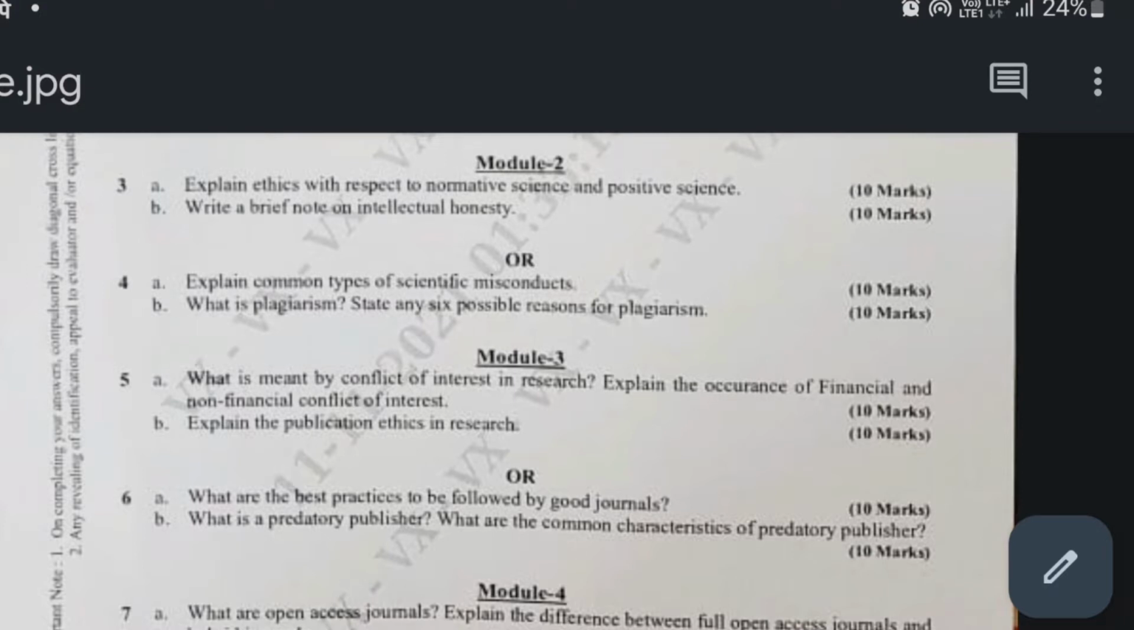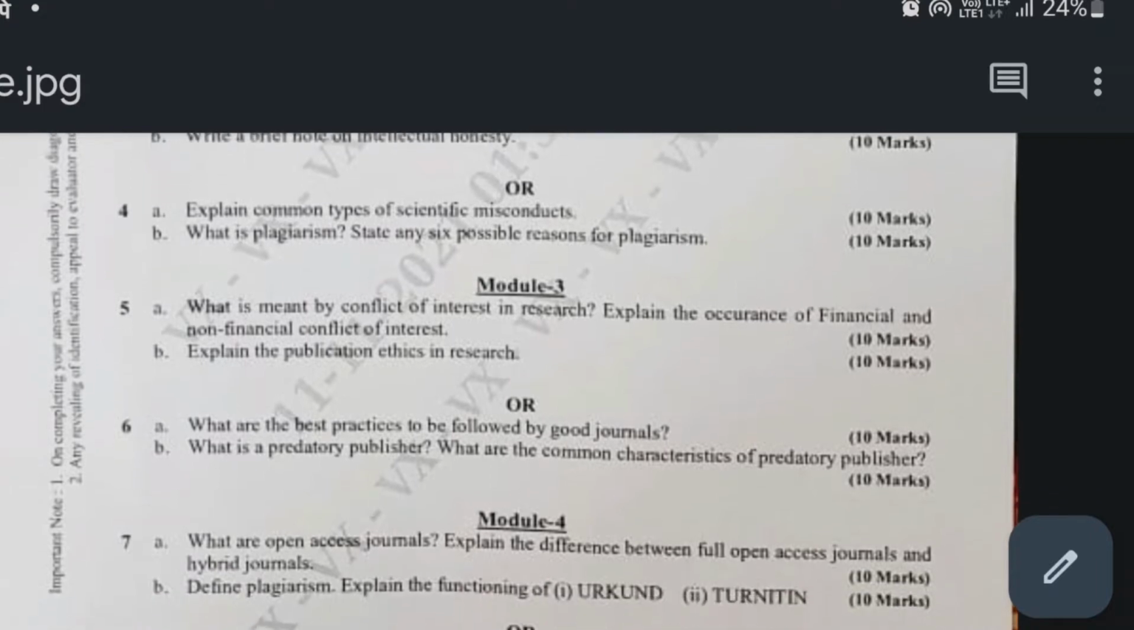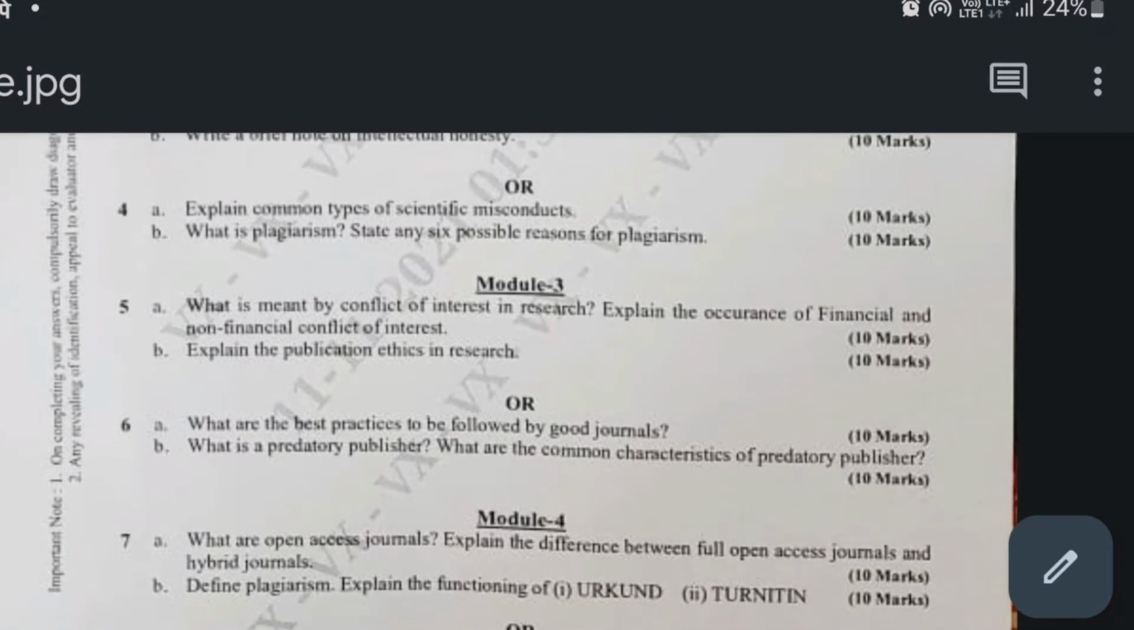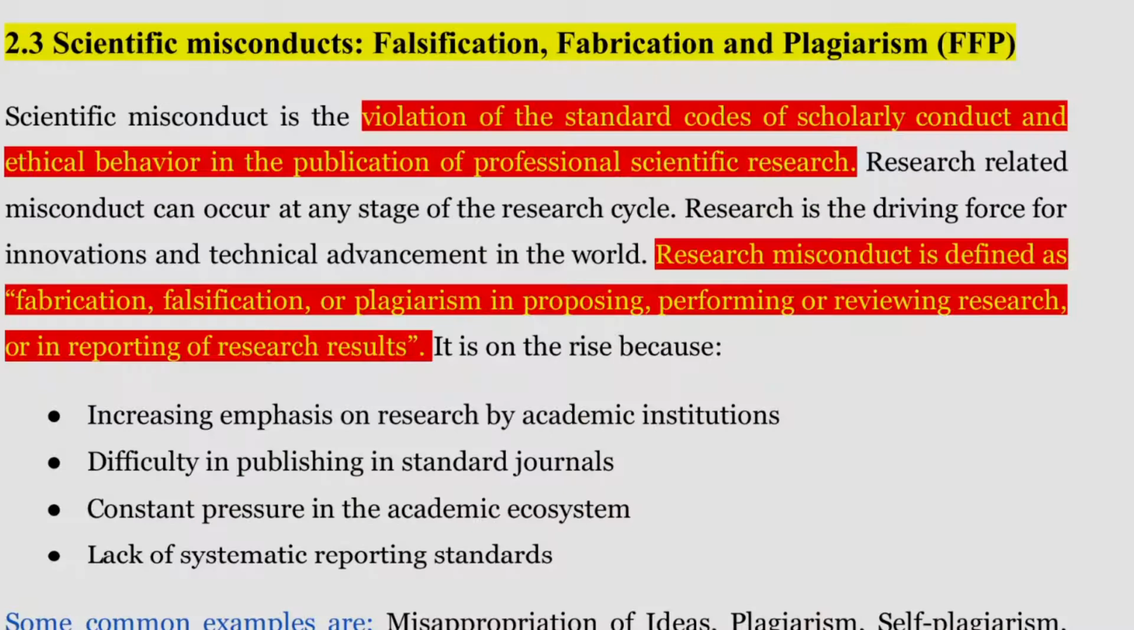Explain ethics with respect to normative science and positive science. Write a brief note on intellectual honesty. This we have discussed in the previous video, that is part 1 of module 2. Explain common types of scientific misconducts and what is plagiarism. State any 6 possible reasons for plagiarism. So this we will discuss in this video.